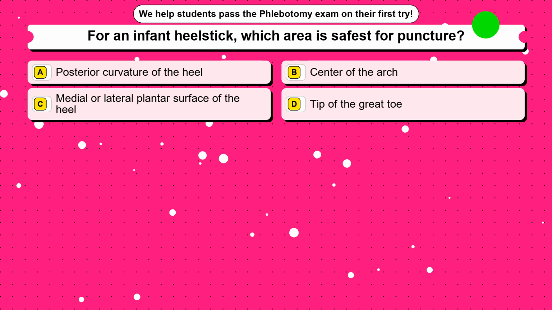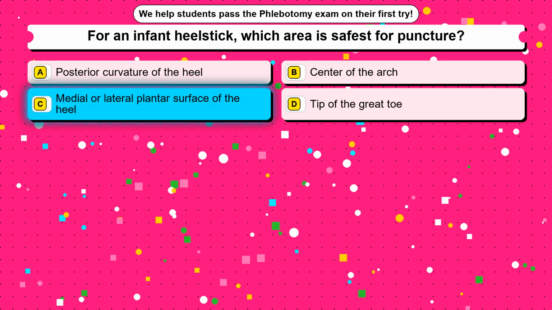Question 87. For an infant heel stick, which area is safest for puncture? Option A. Posterior curvature of the heel. Option B. Center of the arch. Option C. Medial or lateral plantar surface of the heel. Option D. Tip of the great toe.